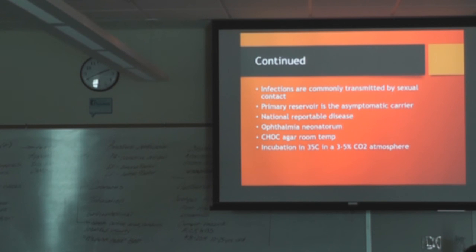So sexual contact, primary reservoir is the asymptomatic carrier, which is kind of scary. It's a nationally reported disease. Anybody have any ideas about the ophthalmia neonatorum? If I said that right, I don't know if I said that right. Ophthalmia. It's the number one cause of blindness in newborns. Okay.